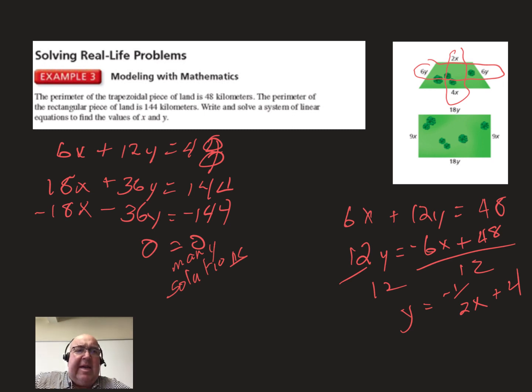So anywhere in the first quadrant, because both our values need to be positive numbers, where y equals 4 and it has a slope of negative 1/2, anywhere on that line would be a solution that would satisfy the inequality or the equation.